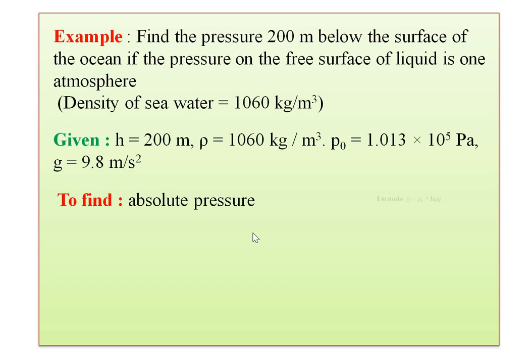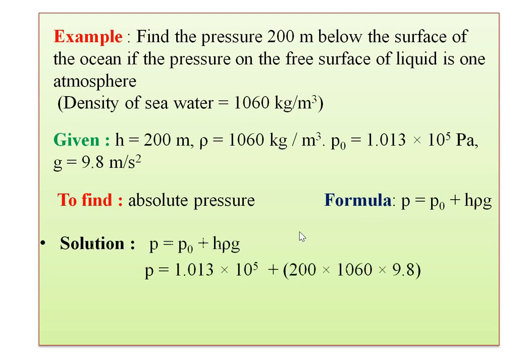We know the formula for the absolute pressure is P equals P0 plus h rho g. So this is the formula. Putting these values in the equation, the solution: P equals P0 plus h rho g. Putting the values, the atmospheric pressure 1.013 into 10 raised to 5 plus height 200 into density 1060 into 9.8.